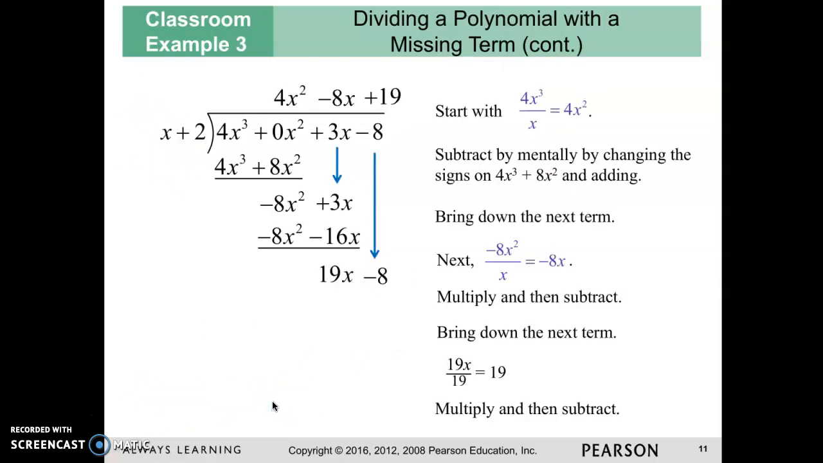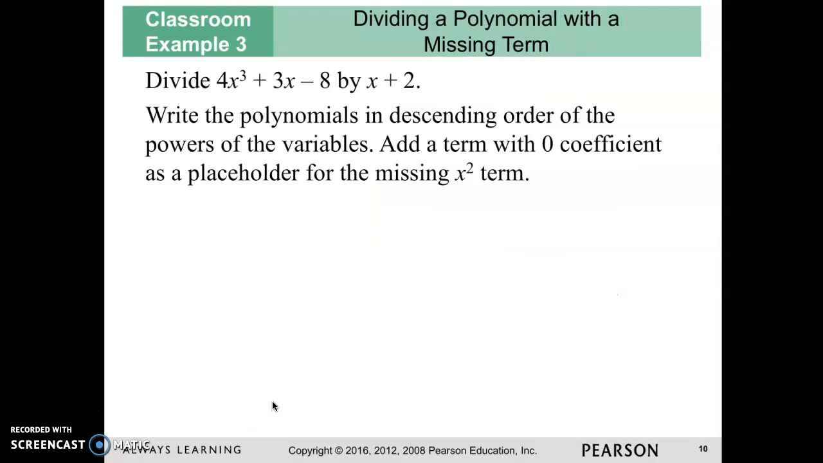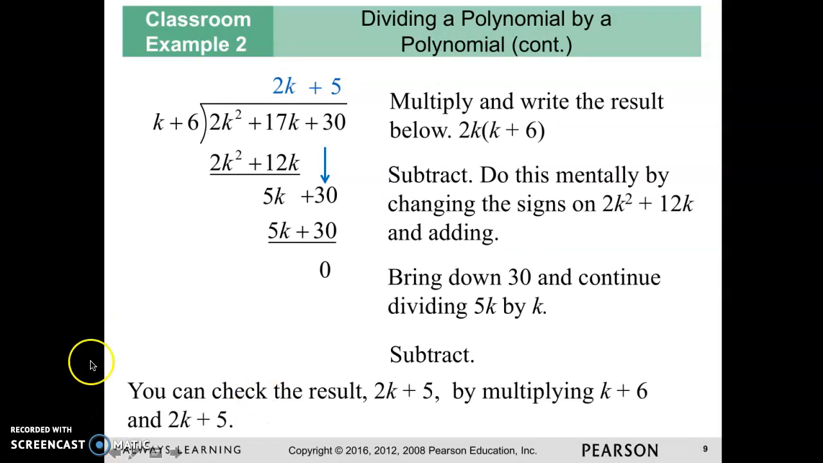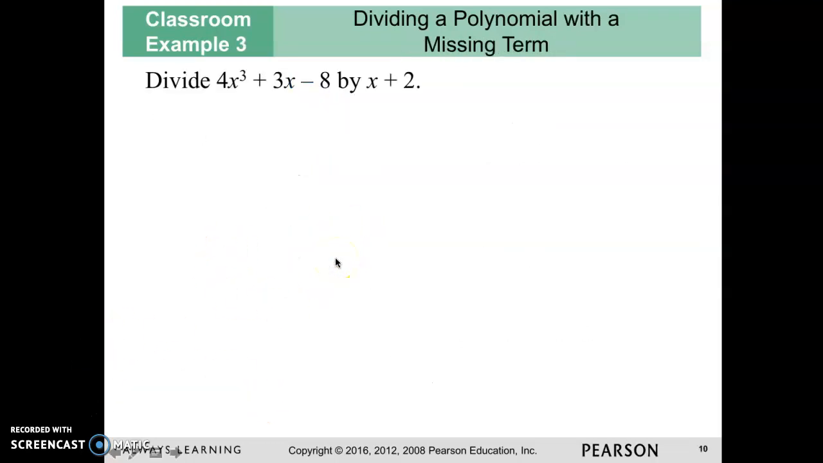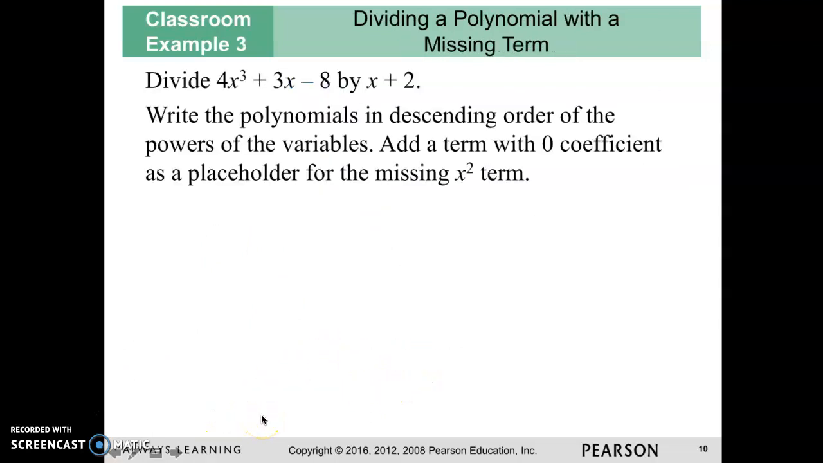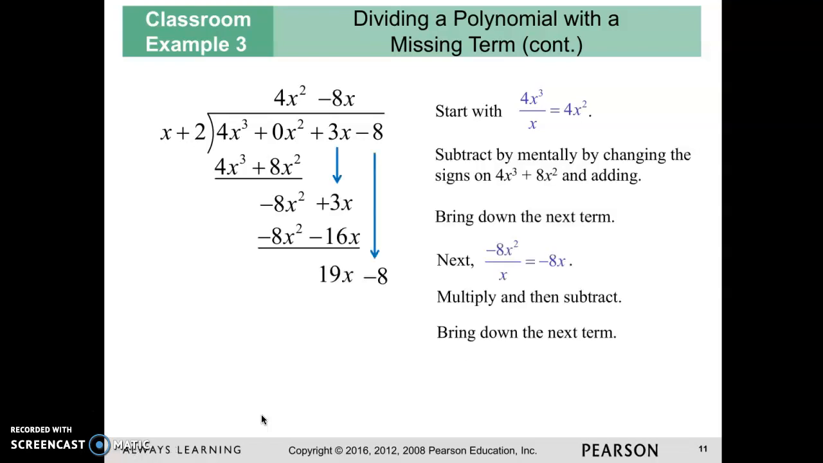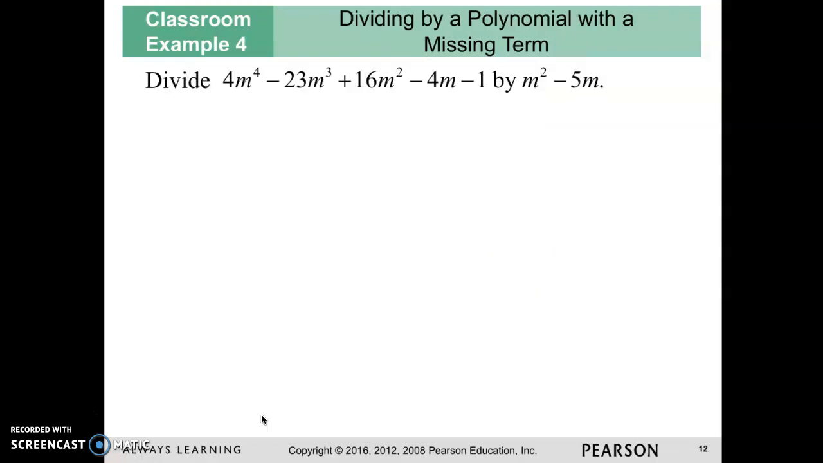Going back to the previous example, if you remember, we ended up with a 0 remainder. In this case, it was only 2x plus 5, but in this problem, we had a negative 46, so we do have to add it at the end. Here's another sample problem that I suggest that you do on your own, and show me the way that you did it, as well as the final answer.